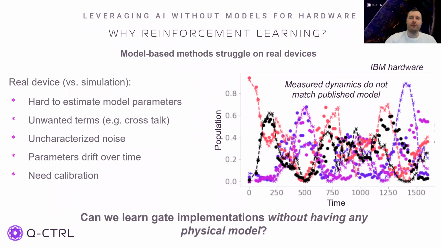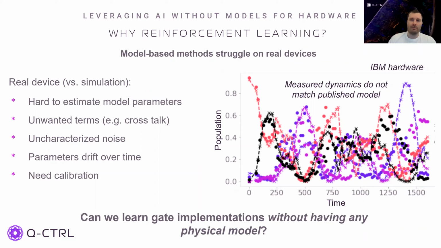So why are we interested in reinforcement learning? That's because the widely used model-based methods struggle on real devices. Unlike in simulations where model-based methods are successful, on real hardware, it's much harder to accurately estimate the model parameters. There are unwanted effects like crosstalk. There are noise sources that are often uncharacterized, and parameters tend to drift over time. All these render the task of model-based learning extremely difficult on real hardware.